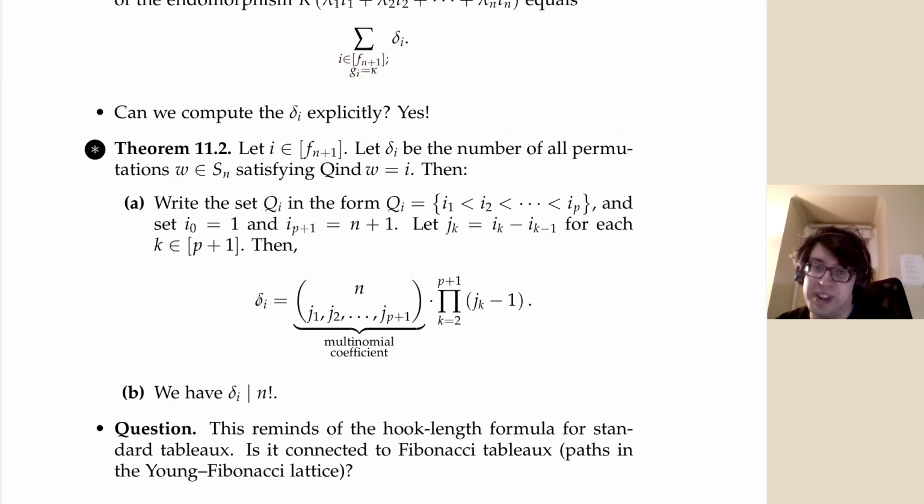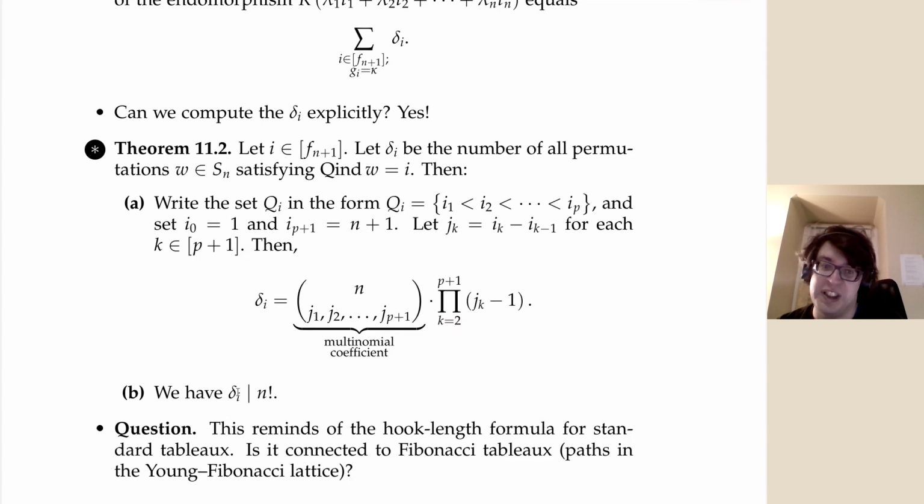And actually there is an explicit formula for the delta i's, which looks a lot like the hook length formula. It's a multinomial coefficient n choose j1 up to jp plus 1, where the j's are the intervals between the elements of the set Qi, whatever that means. So that Qi is basically a lacunar subset of n minus 1. And you take this multinomial coefficient, and you also have to multiply it with a bunch of numbers.